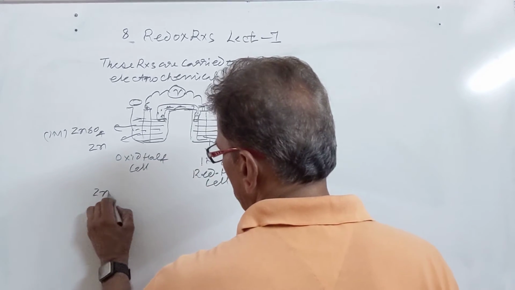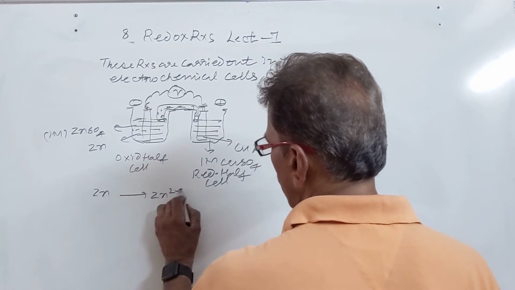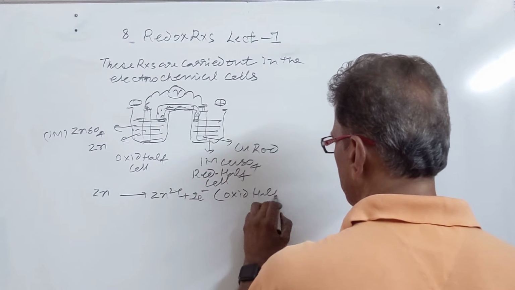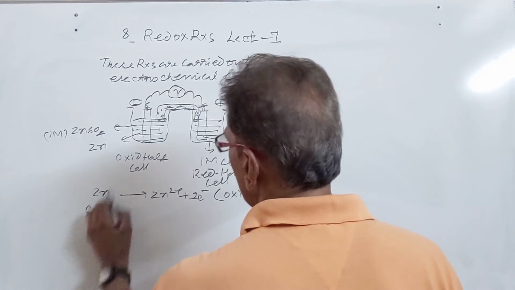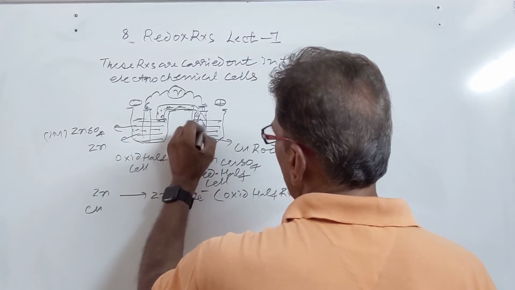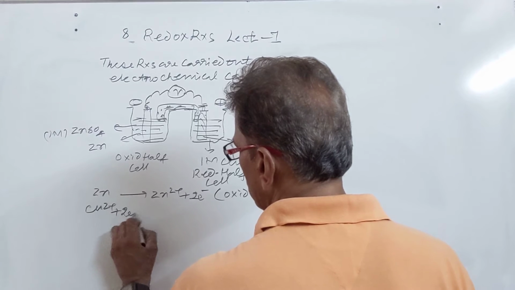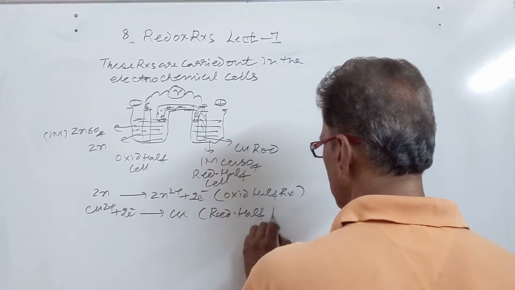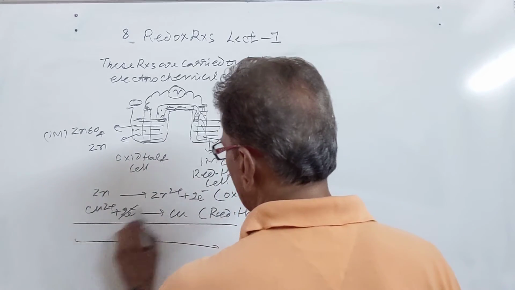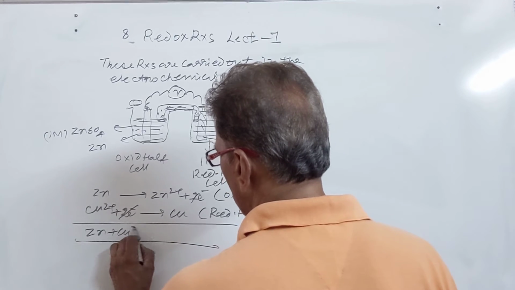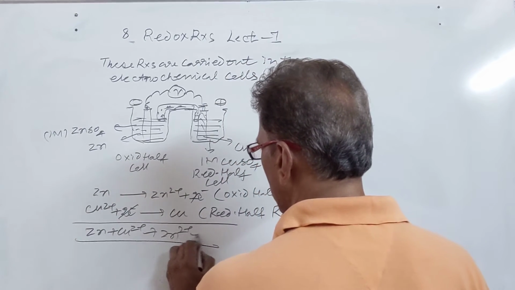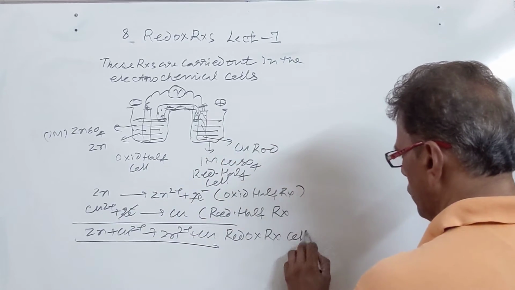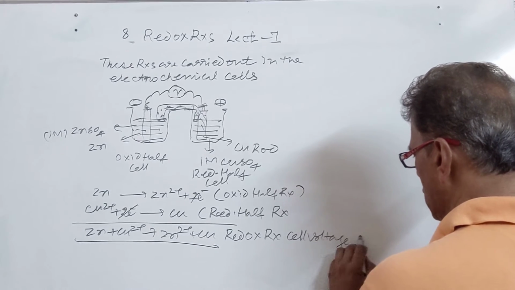Now what is the reaction taking place in the first half cell? Zinc loses electrons. This reaction is called the oxidation half reaction. Then these electrons move through the wire and come to this rod where they are accepted by the copper ions, whose standard reduction potential is very high. Now both of these reactions are added together. We get the redox reaction of this electrochemical cell, and a cell voltage of 1.10 volt was seen in this case.